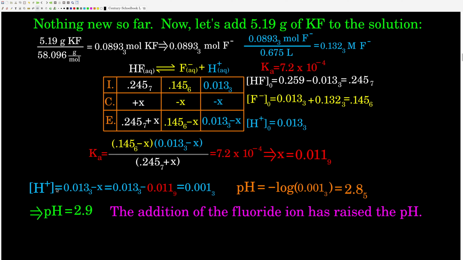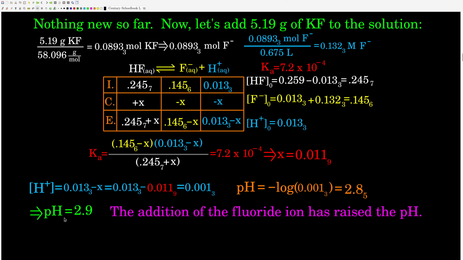So at equilibrium, remember, we want to find the pH. That's our goal. You'll see why in a minute. So our hydrogen ion concentration is going to be 0.0133 minus x. This is our x. So we get the hydrogen ion concentration of 0.0013. And that means pH, which is the negative log base 10 of the hydrogen ion concentration, will be about 2.9.